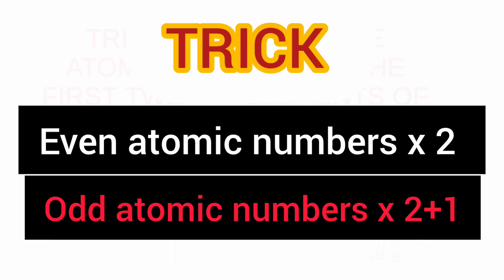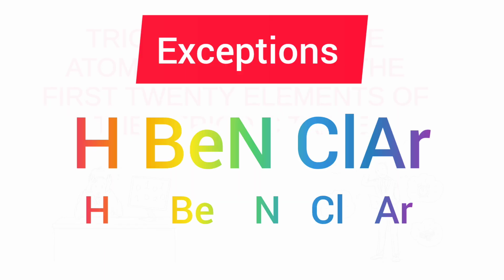This trick works for the majority of the elements for the first 20 elements on the periodic table. There are always exceptions to most of the rules we follow in life, and chemistry isn't left out. Chemistry wouldn't be chemistry without few exceptions, right? Good. So, for the first 20 elements, we have some 5 elements that do not perfectly follow our awesome trick.